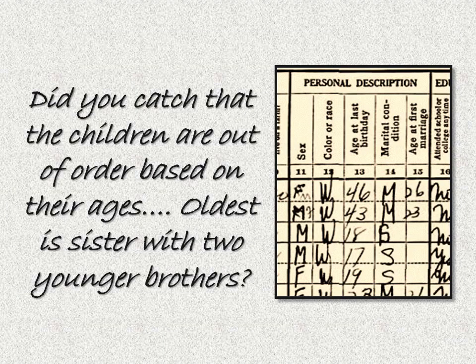Well, did you catch that the children are out of order based on their ages? The oldest is the sister with 2 younger brothers. And actually, Lillian is the oldest one, and she should have been farther up. So the census enumerator wasn't really very accurate. In fact, you can see he even got the sex of the people wrong the first time, and that had to be changed.